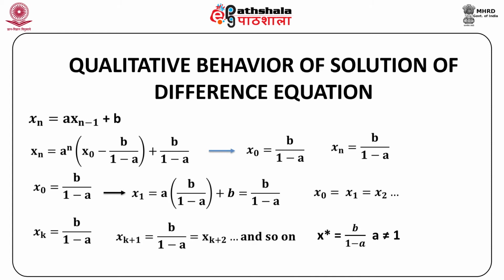So x0 is equal to x1 is equal to x2 and so on. In other words, xn is constant for all n. Also, if xk is equal to b divided by 1 minus a for some k, then as seen above, xk+1 is equal to b divided by 1 minus a, which is equal to xk+2 and so on. So xn is constant for all n greater than or equal to k. Then the constant x star, equal to b divided by 1 minus a, is called an equilibrium state for the given difference equation, provided a is not equal to 1.